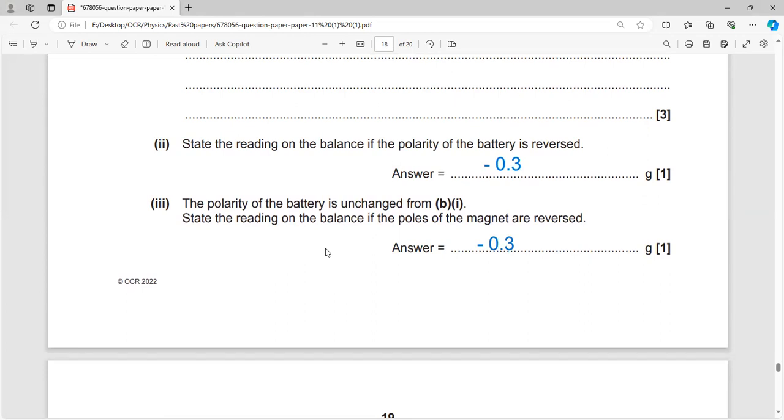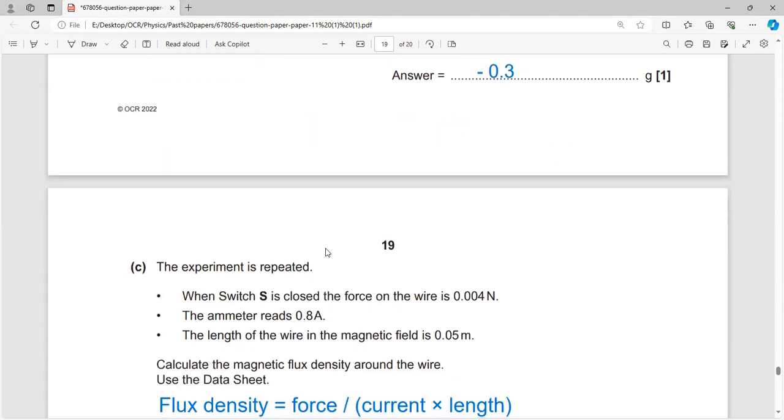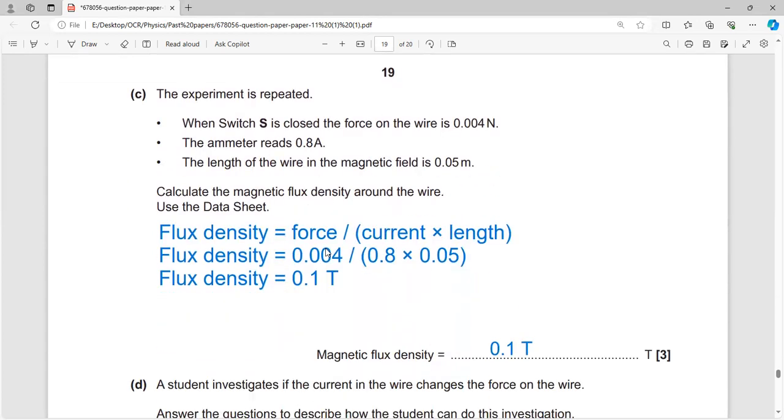And that's why 0.3 gram, this value will change into minus, opposite in direction, minus 0.3 gram. So that's our correct answer here. We're going to proceed to the next question.